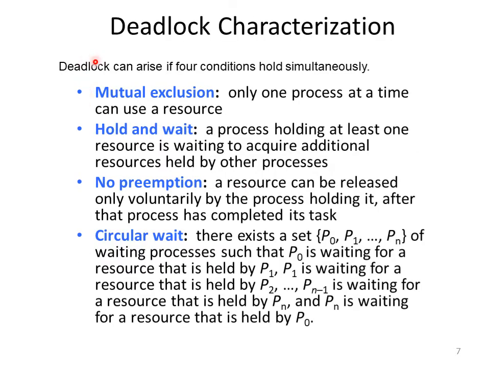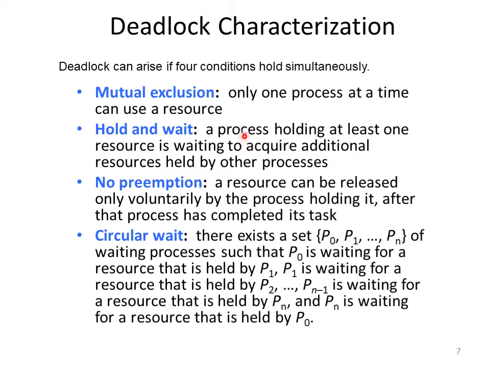Now we can define the deadlock with the following 4 conditions, and these 4 conditions must hold simultaneously. The first one is mutual exclusion. So here only one process at a time can use a resource, that is resource sharing is not allowed. Then second is hold and wait. A process holding at least one resource is waiting to acquire additional resource held by the other processes.